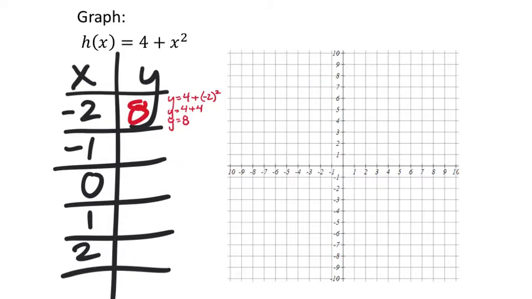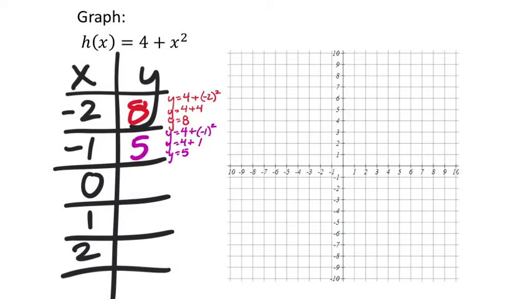And well, let's see the rest of this graph. Okay, so let's look at -1. What happens to this equation when x is -1? Y equals 4 plus -1 squared. And -1 times -1 is 1. So 4 plus 1 is 5. Y equals 5. So we also have this ordered pair, -1, 5.